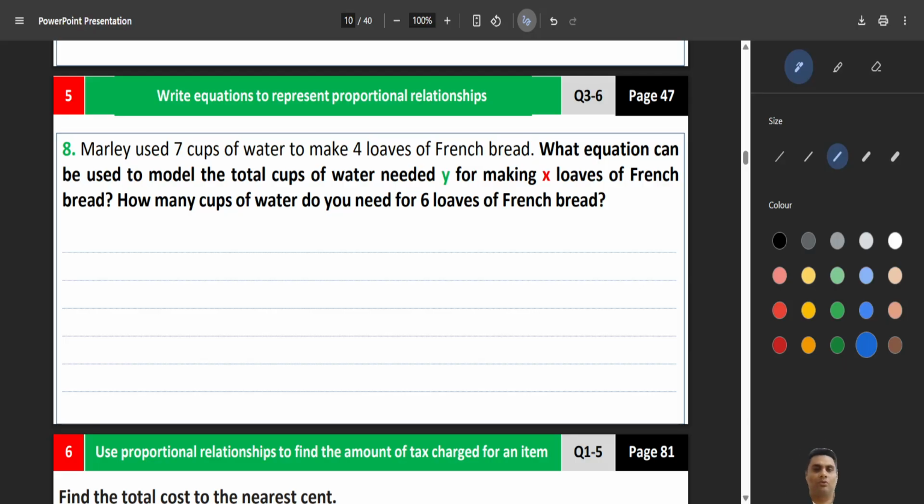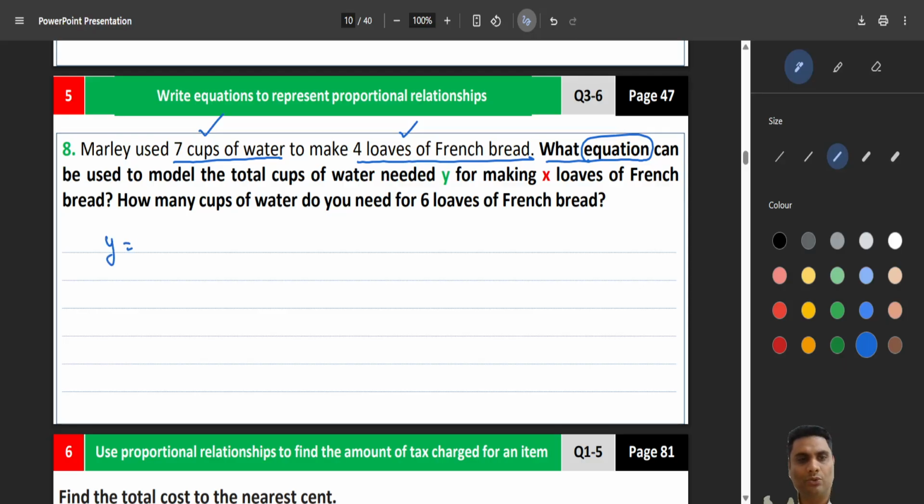Again, from the fifth question, there is one more type of question we can practice here. First of all, Marley used 7 cups of water to make 4 loaves of French bread. Okay, so we have two things, 7 cups of water and 4 loaves, right? What equation? See, we have to write the equation here. So how do we write the equation?